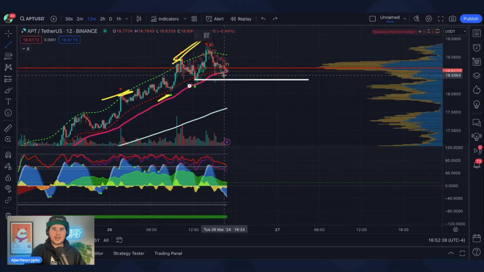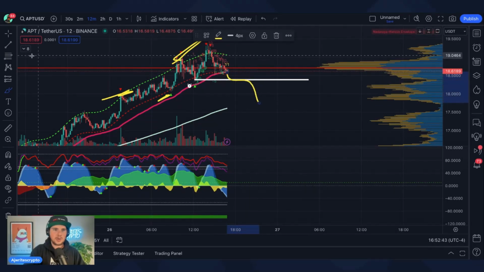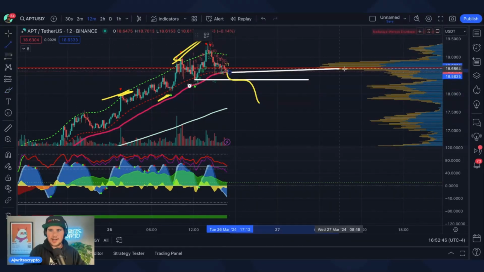Either way, if say we're going short, say the price comes down here, we're going short. I would set a very tight stop loss right around here.